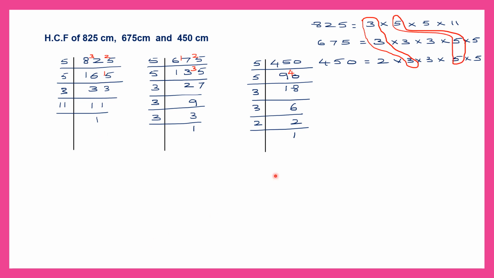Now let's see if there's anything else that's common. We have one more 5 here. 5 and 5. So we have one more 5 that's common. So let's circle that also. So we have circled that 5 also.